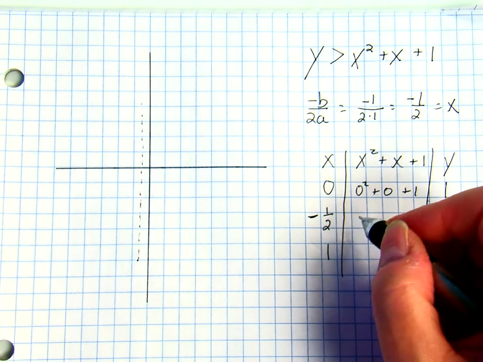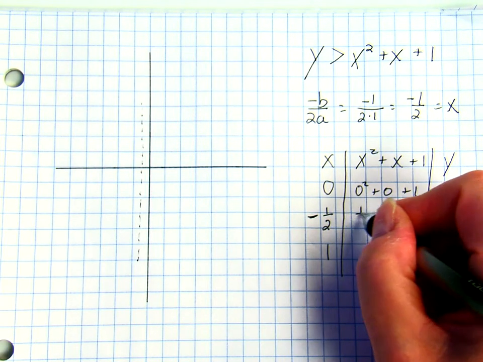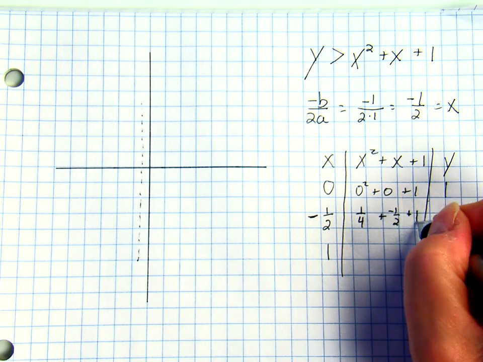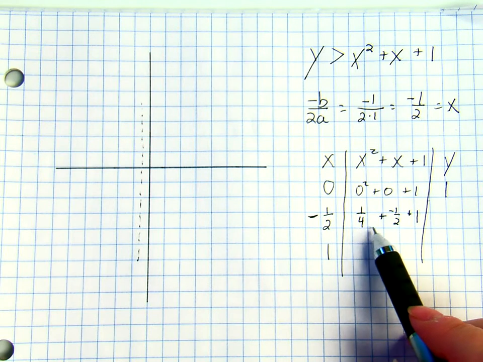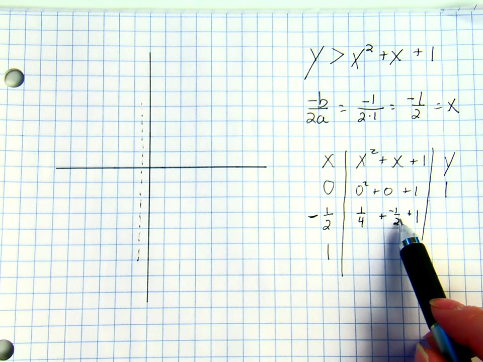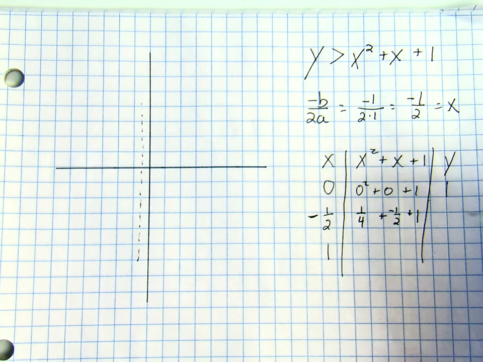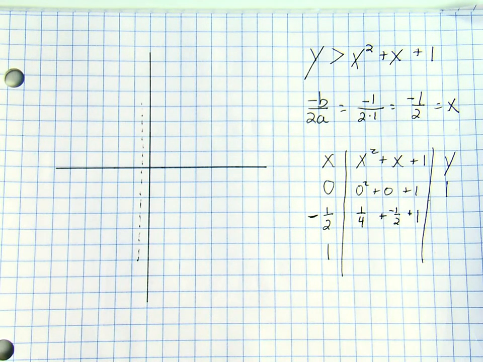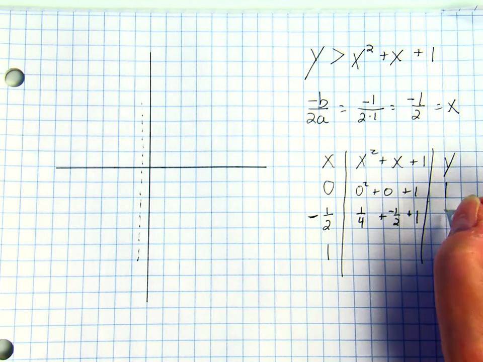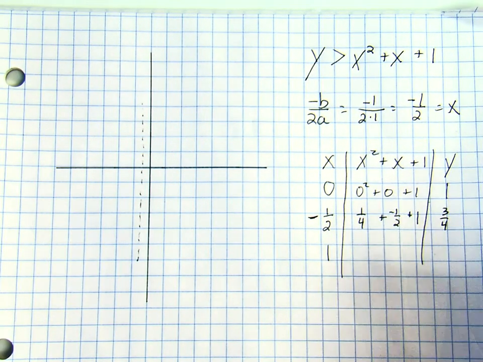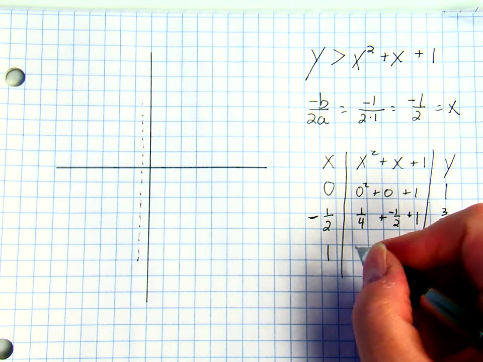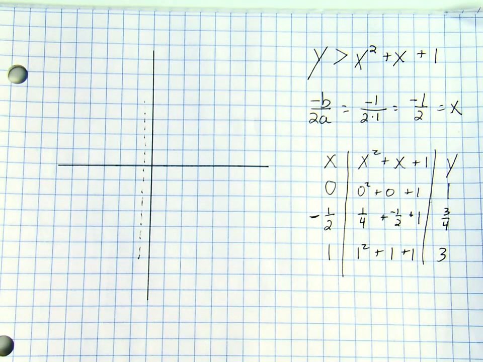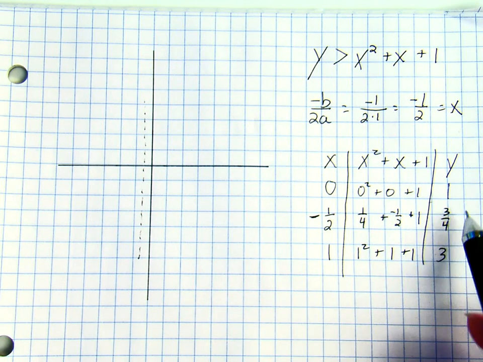Negative 1/2: negative 1/2 squared is 1/4, plus negative 1/2, plus 1. So 1/4 minus 1/2 is going to be negative 1/4. Negative 1/4 plus 1, so this is going to be 3/4. And then 1 is going to be 1 squared plus 1 plus 1, which is 3. Okay, so let's see if this actually works for me.